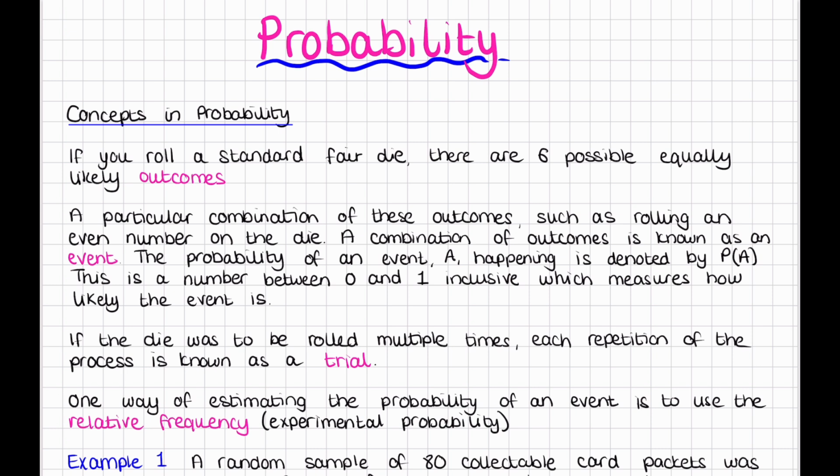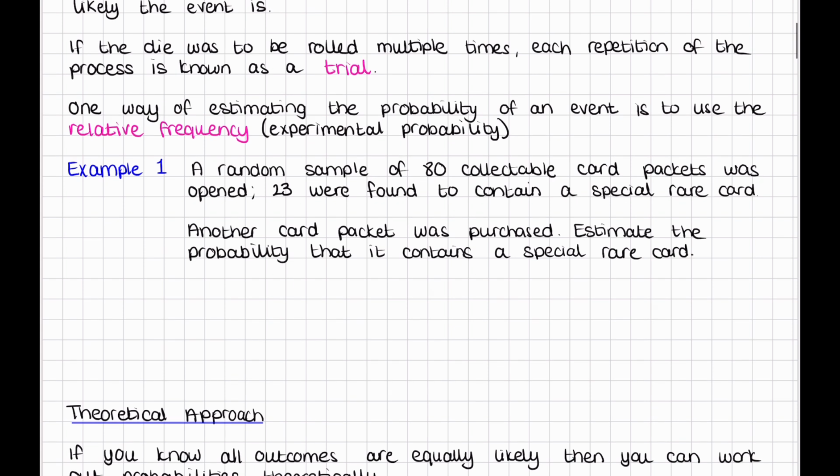One way of estimating the probability of an event is to use a relative frequency, which is also known as experimental probability. So our first example: a random sample of 80 collectible card packets was opened. 23 were found to contain a special rare card. Another card packet was purchased, estimate the probability that it contains a special rare card. From the information we have already been given, we know that 23 out of 80 were found to have a special rare card, which basically means the probability of a rare card would equal 23 out of 80.